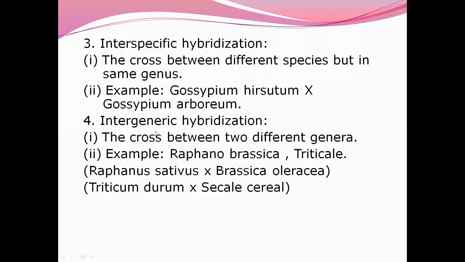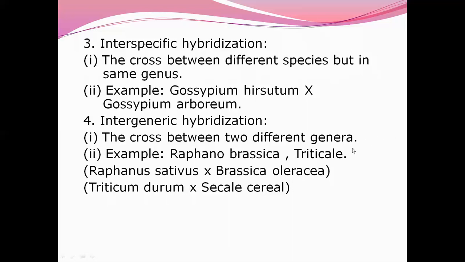Then finally, the fourth type is intergeneric hybridization. The cross between two different genera. Example, Raphanobrassica, the end product of intergeneric hybridization. Actually, the scientist fused Raphanus sativus with Brassica oleracea. Raphanus sativus, radish, Brassica oleracea, cabbage. And they get a new plant called Raphanobrassica. So here the cross is made between two different genera. One genus is Raphanus, another genus is Brassica.